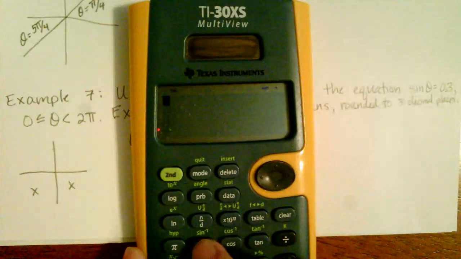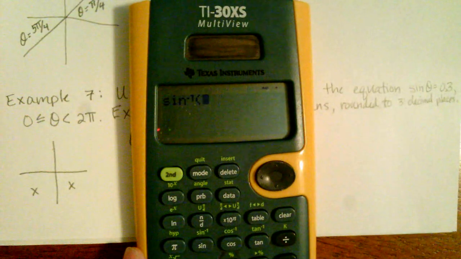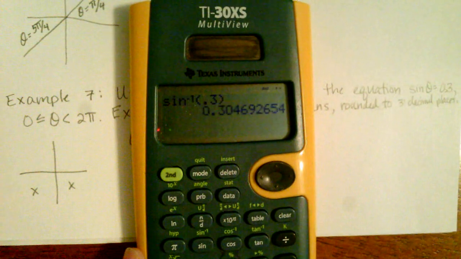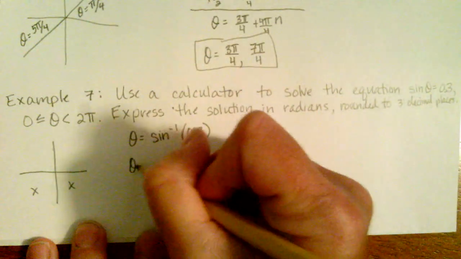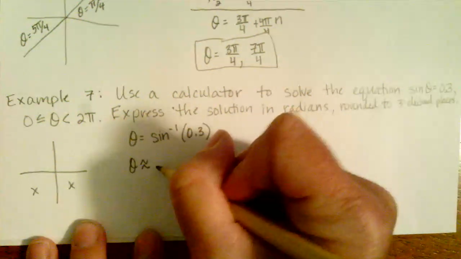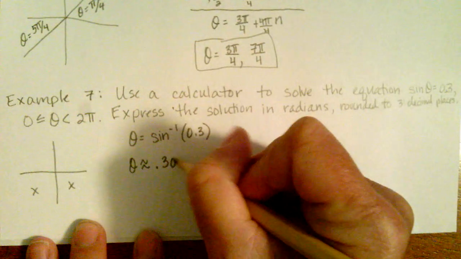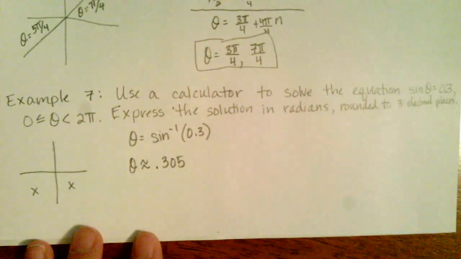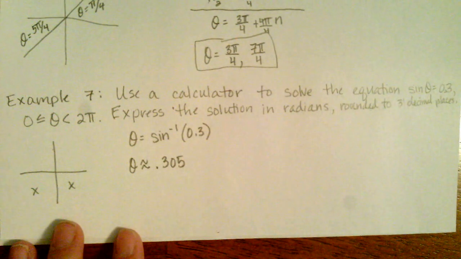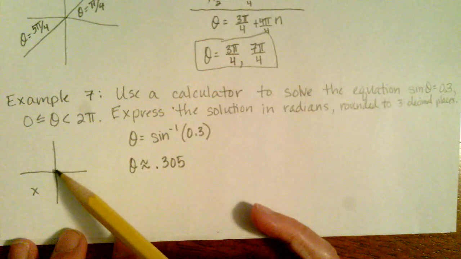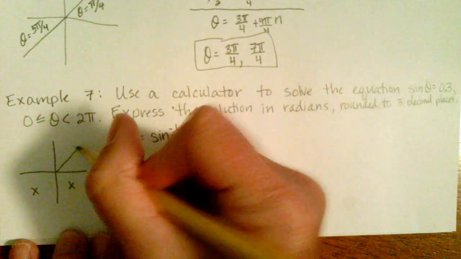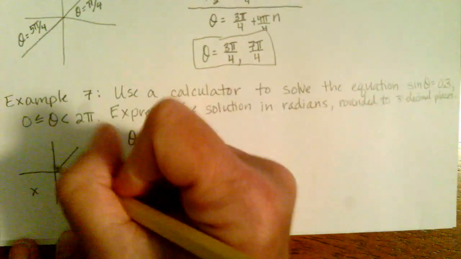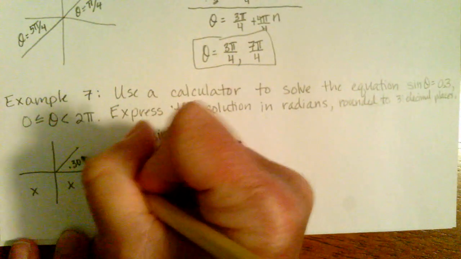You can find this with your calculator. So the inverse sine of 0.3 is going to be about 0.305. So our theta is going to be about 0.305. And thinking about this, the inverse sine is defined in quadrant 1 or quadrant 4. So this angle right here is about 0.305.